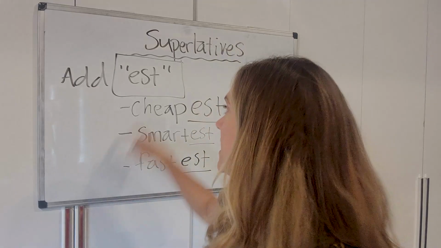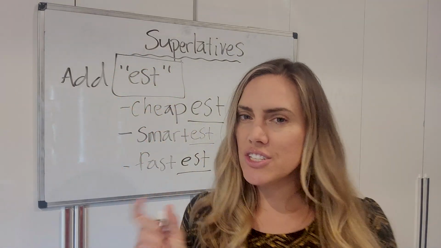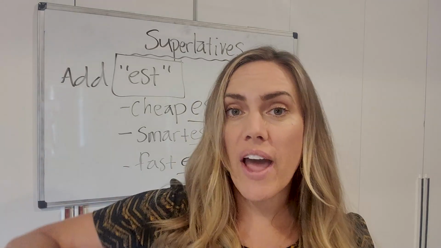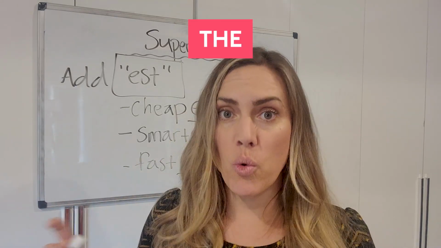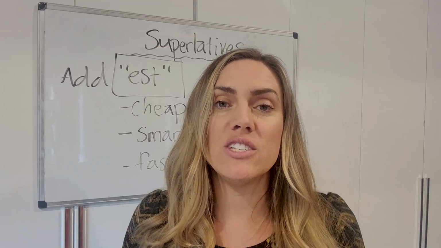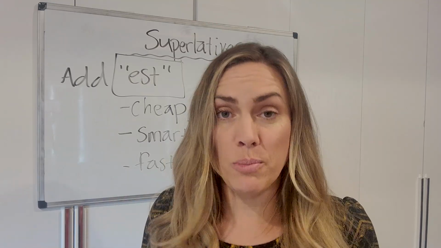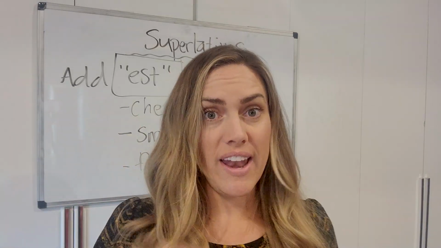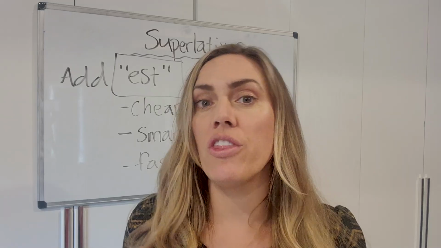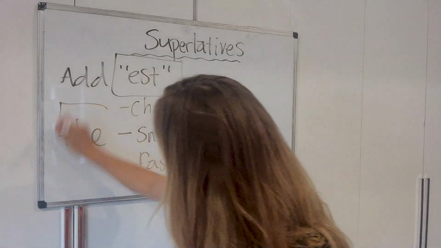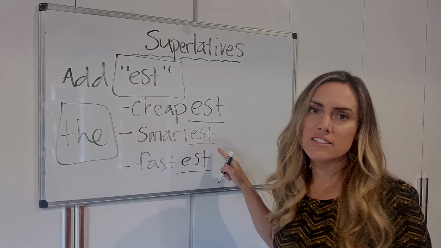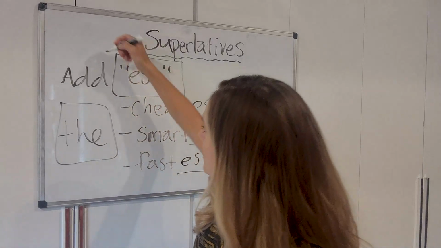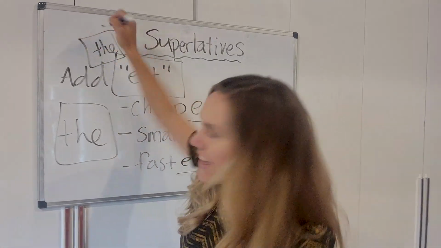Now, something else you need to know. When you do add an est, you're not just adding est to the adjective or the adverb. You're also adding the word the before that adjective or adverb, because when you use the superlative, you're saying that it's one specific one out of many, and we use the word the to do that. The cheapest, the smartest, the fastest of all of them. Okay, so add the and est.